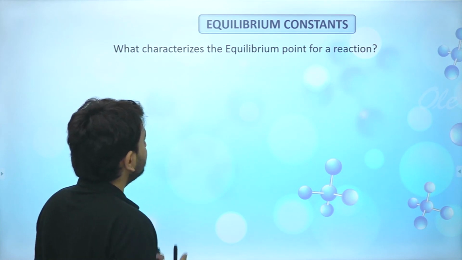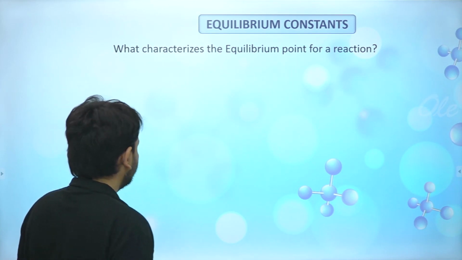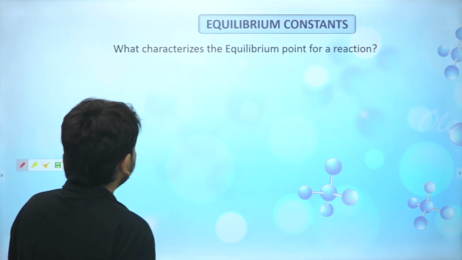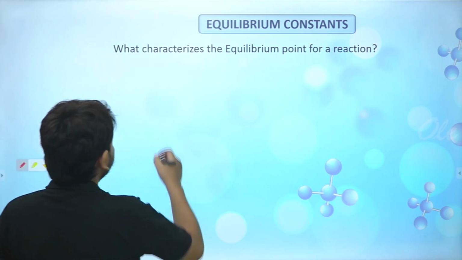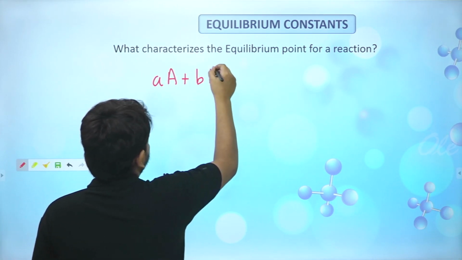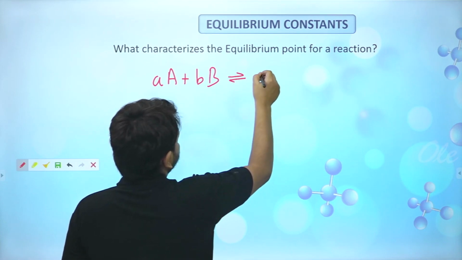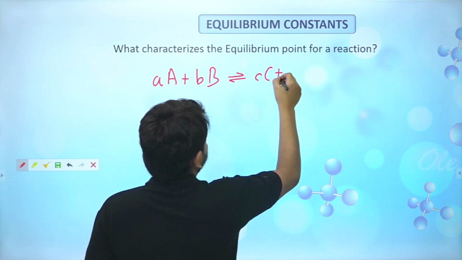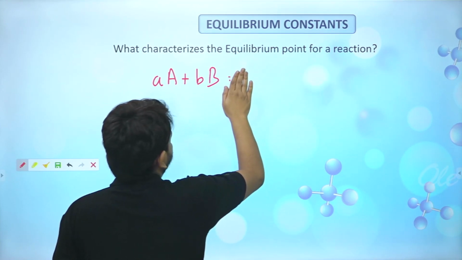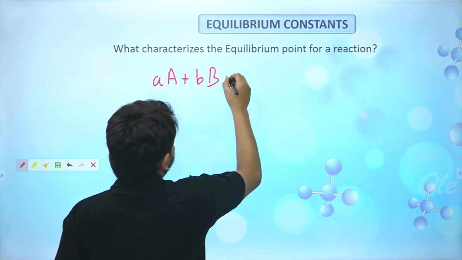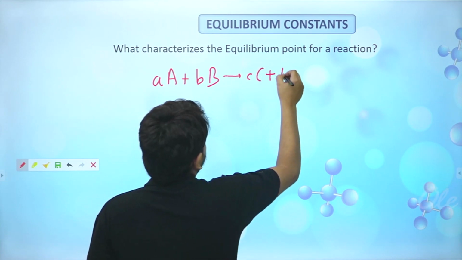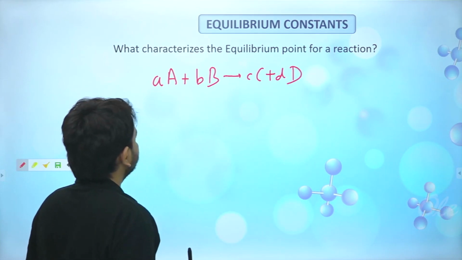What characterizes the equilibrium point for a reaction, guys? So what you should notice is, let's say you have a hypothetical reaction A plus B in equilibrium with C and D, right? Let's say it's not in equilibrium initially, the reaction is happening, right? It's still not in equilibrium, right?